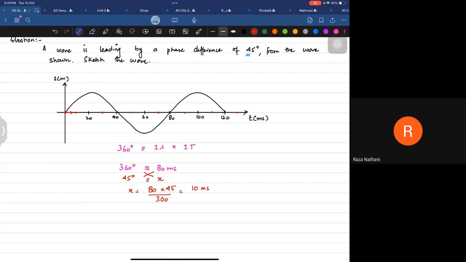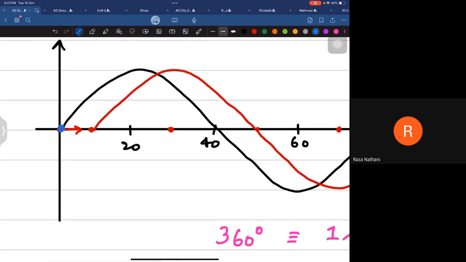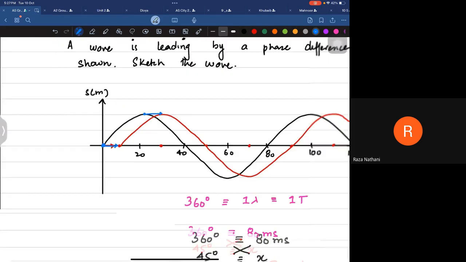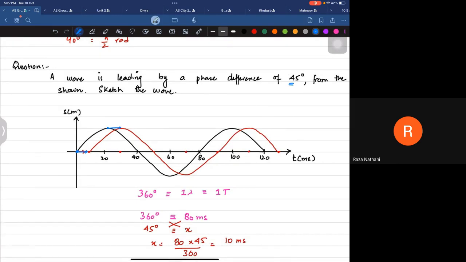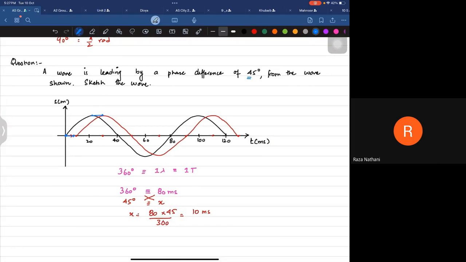Because the wave is leading by 10 milliseconds, the wave is going to look like this. Why? Every point has shifted ahead. If this just started, this point will be ahead. This point, which was right here at 20, will now be 30. So every point has shifted ahead of the previous wave. Do you guys understand what I just did? Yes.